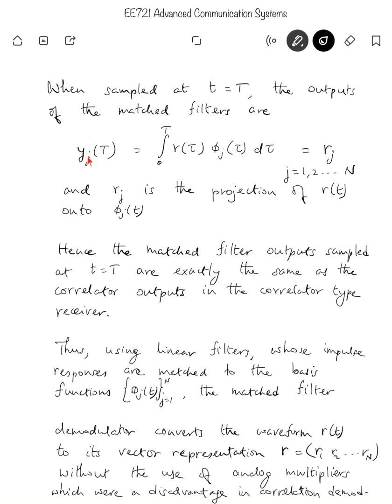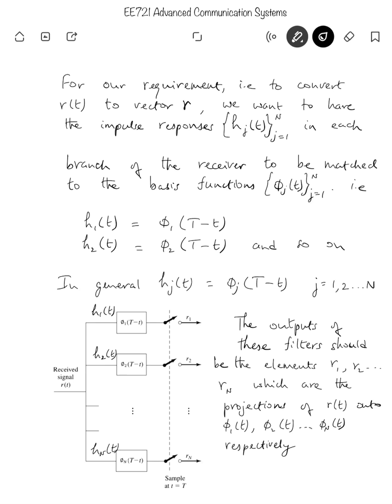So in the first branch, y1 at the sampling instant capital T is the projection r1, y2 of capital T is the projection r2, and so on. So we end up computing these projections r1, r2 by taking the output of the corresponding matched filter and sampling it at the time t equal to capital T. So when we sample it at that time, we get the corresponding projections. And by the way, at that time t equal to capital T, the value is maximum, right?